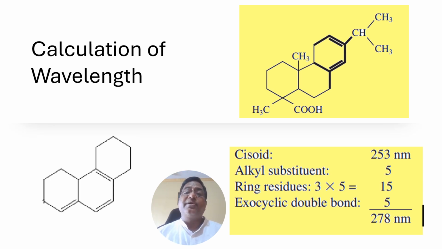Again, here it's a homoannular diene, so the value is 253. Then you can find out the alkyl substituents. See, this is one alkyl substituent, this is another alkyl substituent, this is the third alkyl substituent, and this is the fourth. Is there any other alkyl substituent present? That also you have to calculate for this molecule. So 1, 2, 3, and 4. There are 4 alkyl substituents, and that we call the ring residues. And is there any exocyclic double bond? There is no exocyclic double bond in it. So you have to add these 3 values, and you will get the exact number.